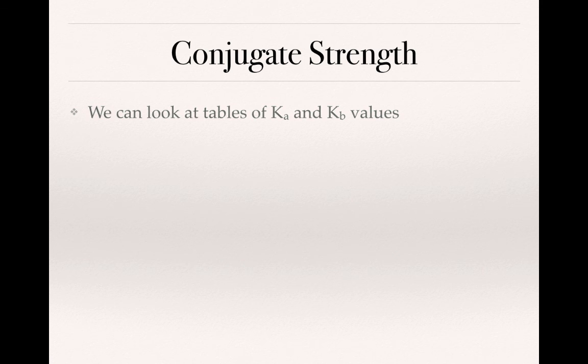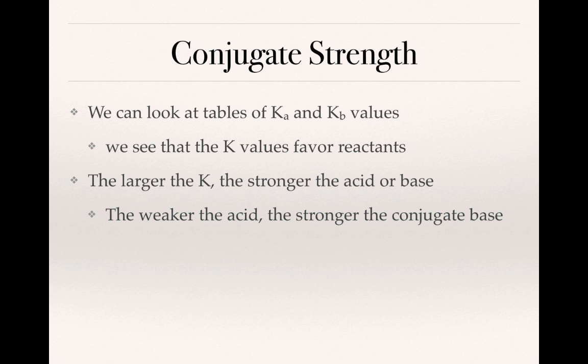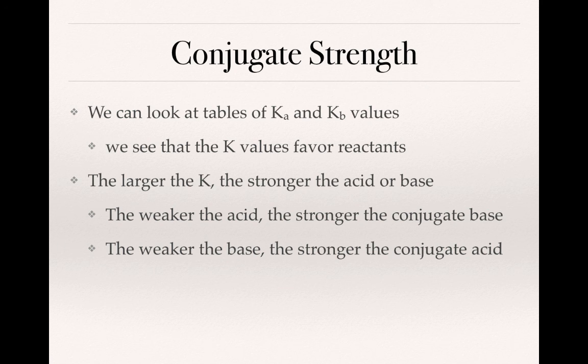Now, if we look at how strong a conjugate is in terms of its acid and base strength, we can look at tables of Ka and Kb values. We would notice that the Kas and Kbs for our weak acids and weak bases are fairly small, 10 to the minus 3, 10 to the minus 4, 10 to the minus 5, etc. Those K values always favor the reactants. But the larger that K value, the stronger that acid or base is going to be. So, the weaker the parent acid, the stronger the conjugate base is going to be, or vice versa. The stronger the acid, the weaker the conjugate base is going to be. And we can say the same thing for bases as well.